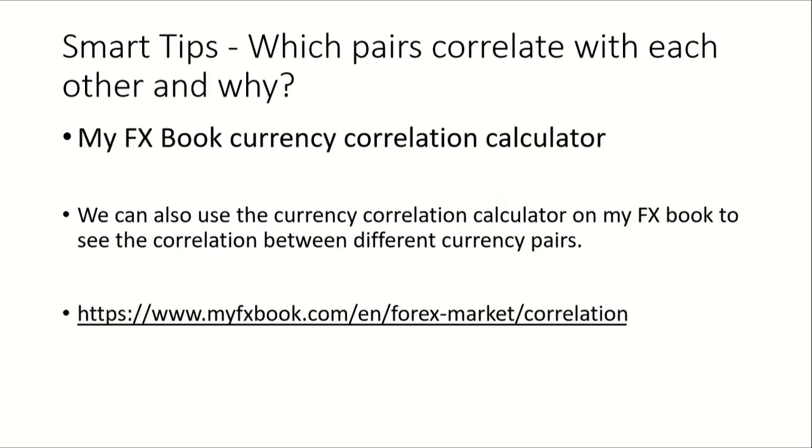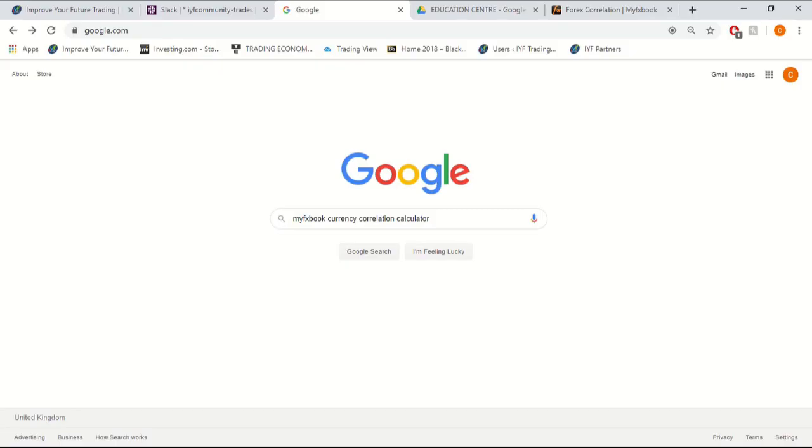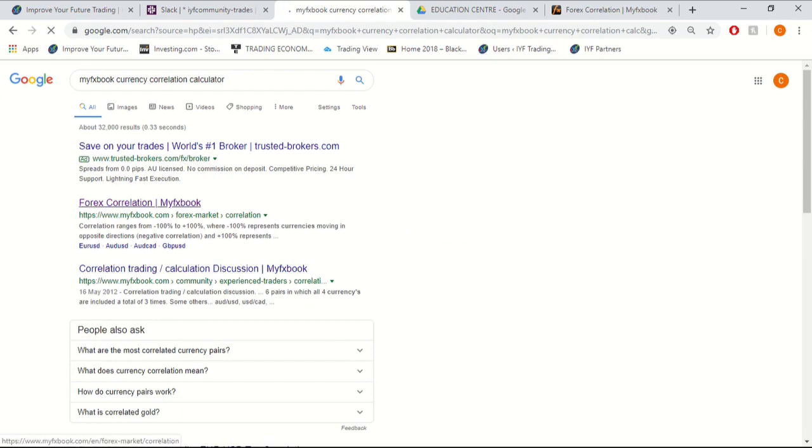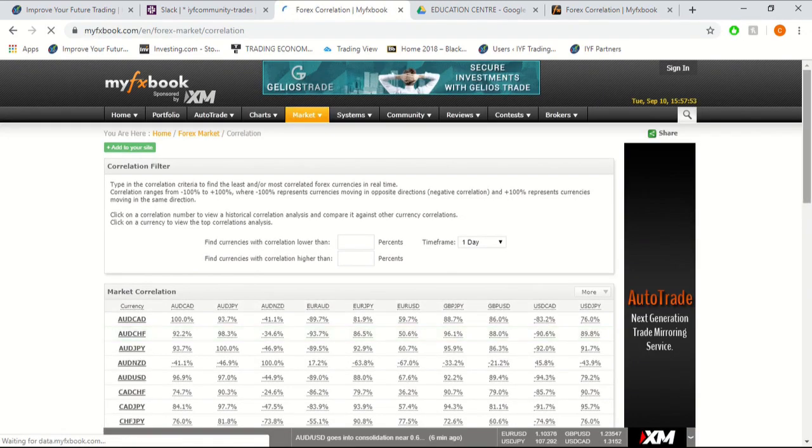So now we can actually go over to the MyFXbook currency correlation calculator. This is a very useful tool, and I'm going to teach you how to use it today. So now I'll move over to MyFXbook. Okay guys, now just move over to the MyFXbook currency correlation calculator. So you can see in Google, if you just search this, we've got the MyFXbook at the top, and then we can see we will have our calculator load up below.